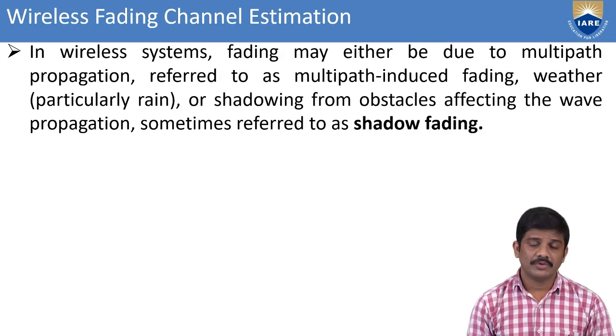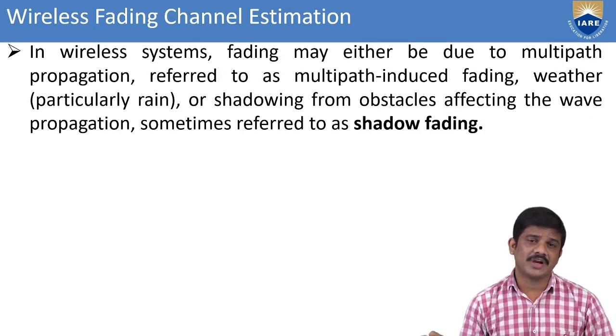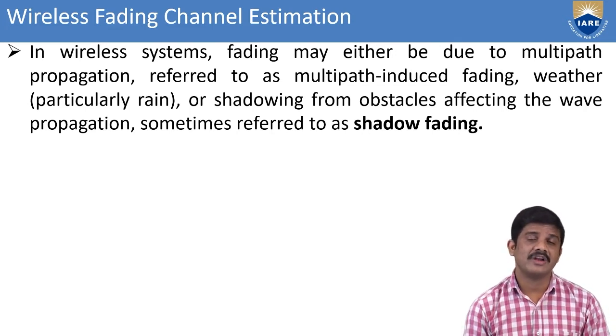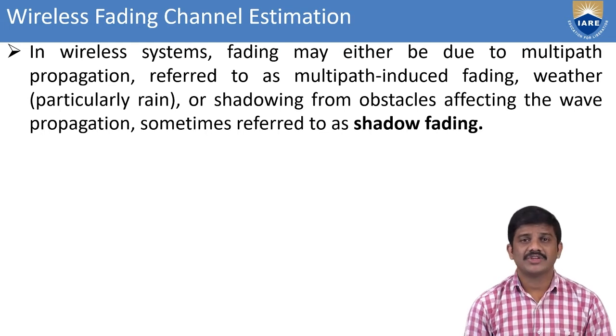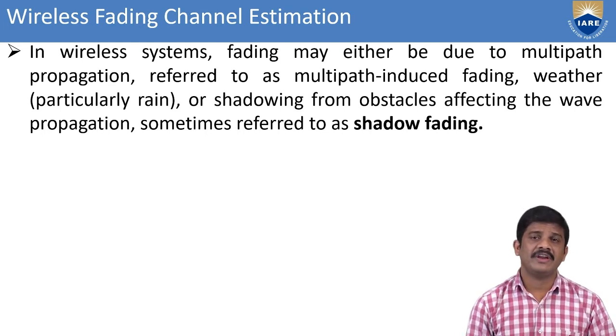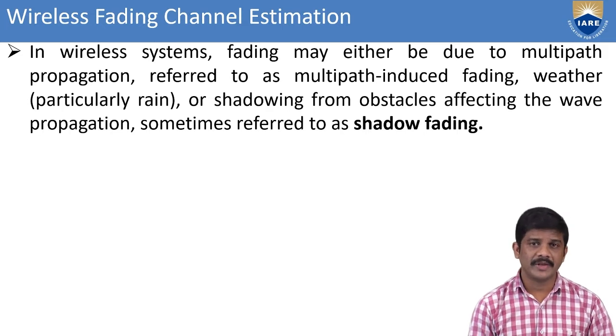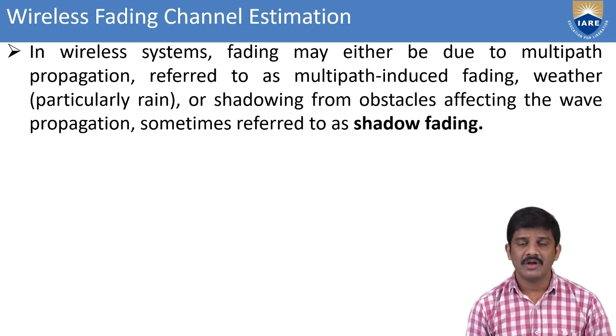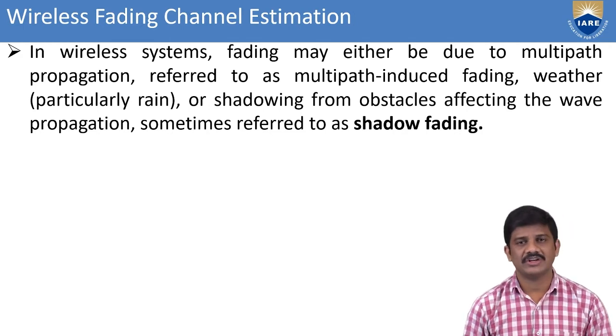Coming to shadow fading, practically we take rain and obstacles affecting the wave propagation, and this is sometimes called shadow fading. Coming to multipath fading, it is due to the multipath propagation, and we can take multipath induced fading. Those also come under shadow fading.